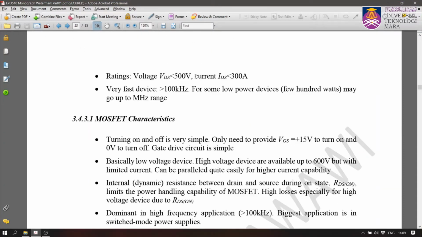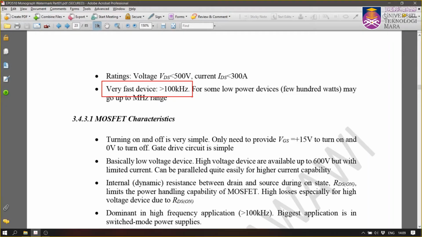Ratings 500 volts and 300 amps, but now look at that, a very fast device. So if you want to use it for very high frequency, then you might go to the very fast device, the MOSFET, but the voltage and current cannot be very high. The applications cannot be for high power. So there's some limitation. You can work at very high frequency, but not so high on the voltage and current. So this is the MOSFET characteristic.